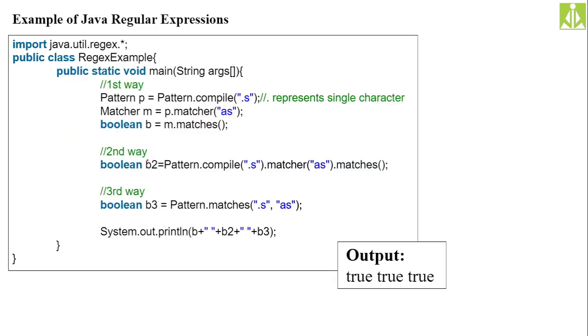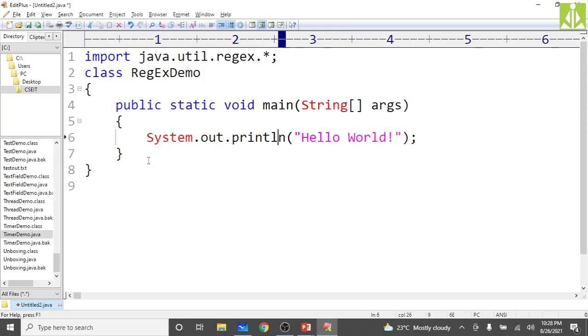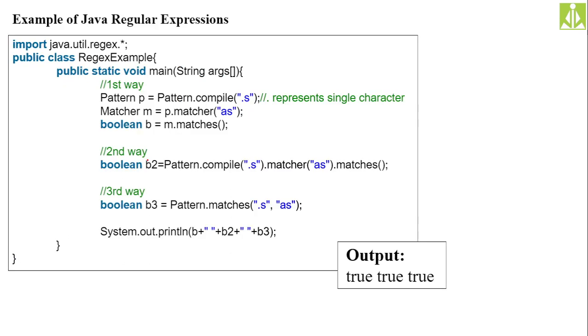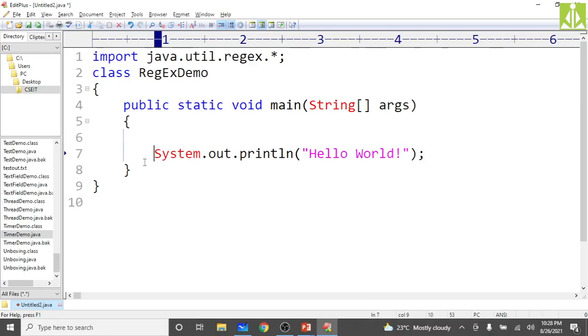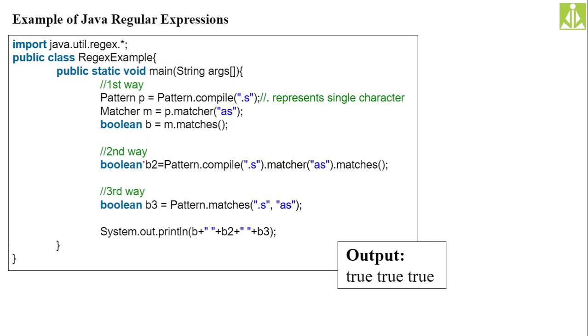Then our class name, then write the public static void main, and inside it what we have to do: first you create the pattern, create the string, perform the match. So first I'm creating the pattern: Pattern p equals Pattern.compile, and here when I'm passing the pattern, I'm keeping dot s over here.